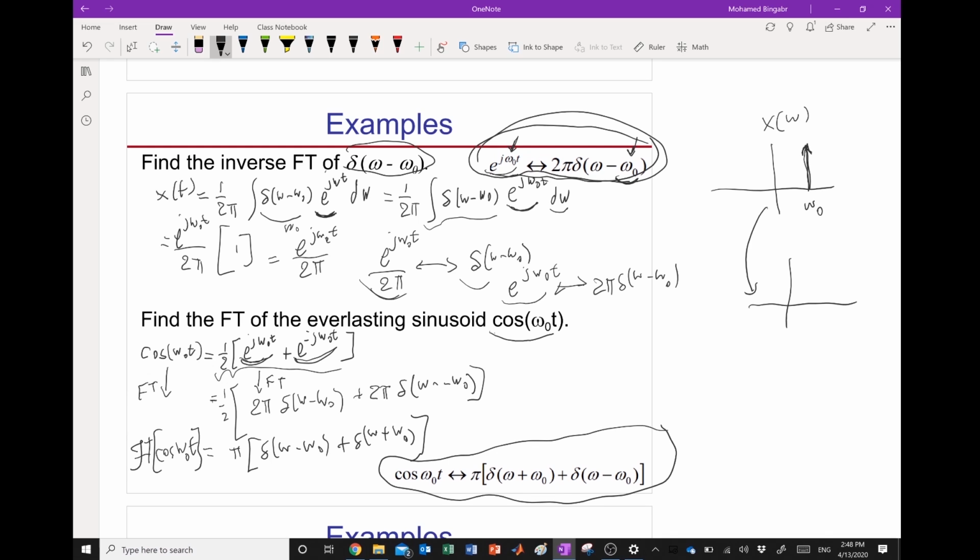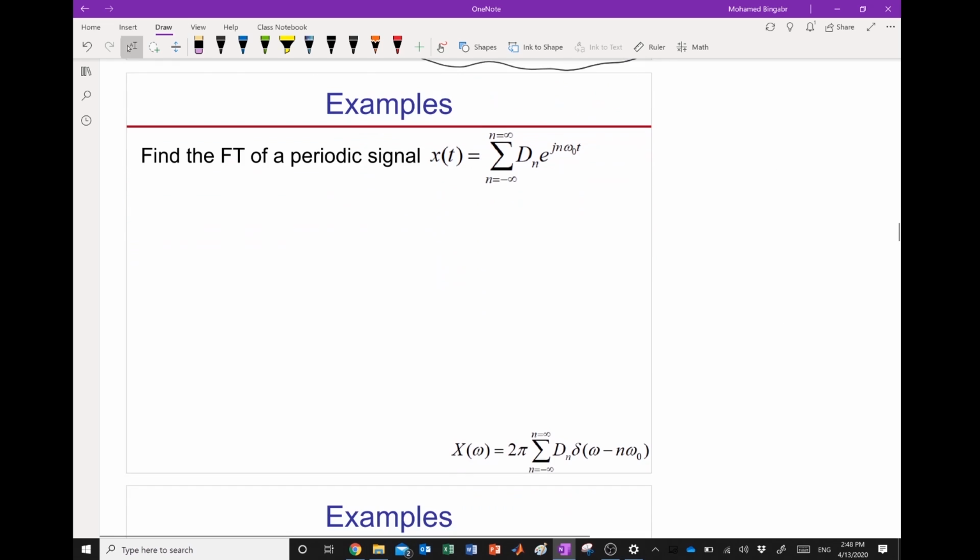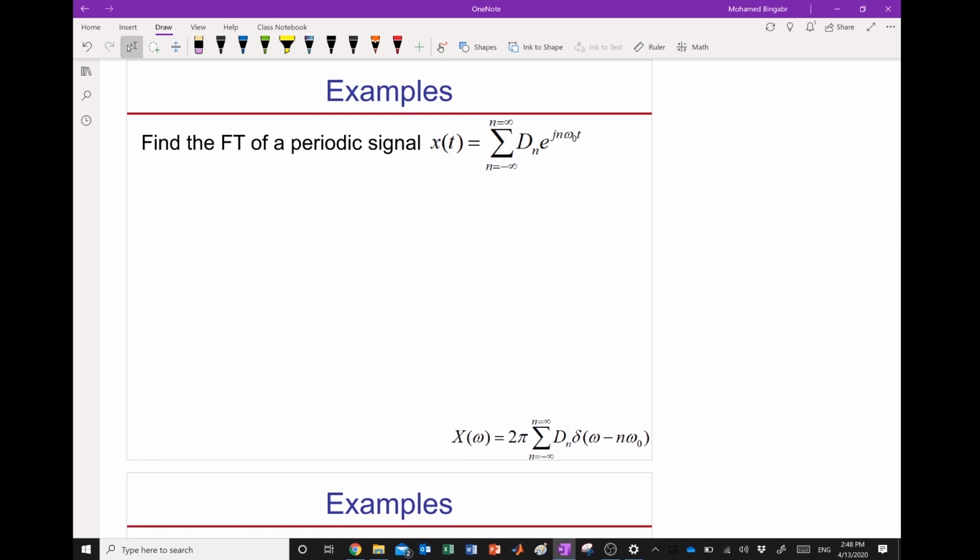And we will see a big application for this later on in communication. Let's take another example. In this example, find the Fourier transform of this signal. When you look at this signal, I am sure you will recognize it and say, oh, this looks like the exponential Fourier series of a periodic signal with harmonics nω0.